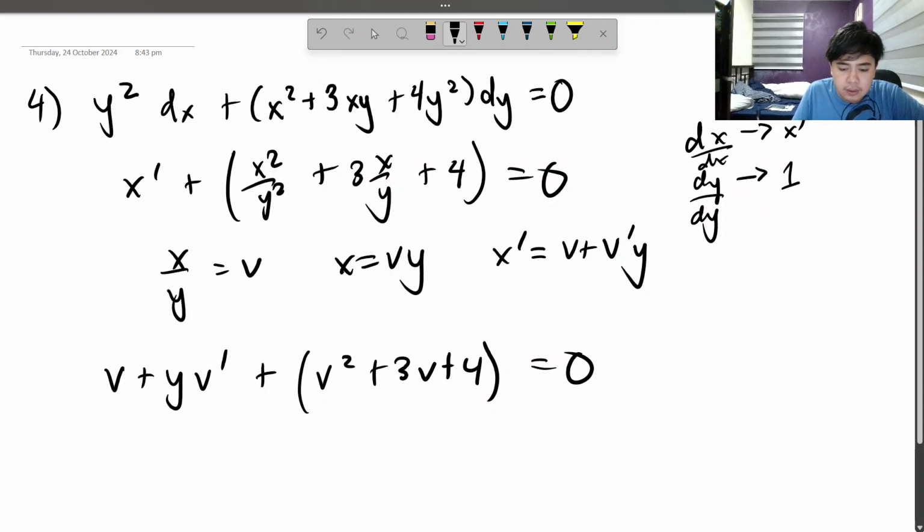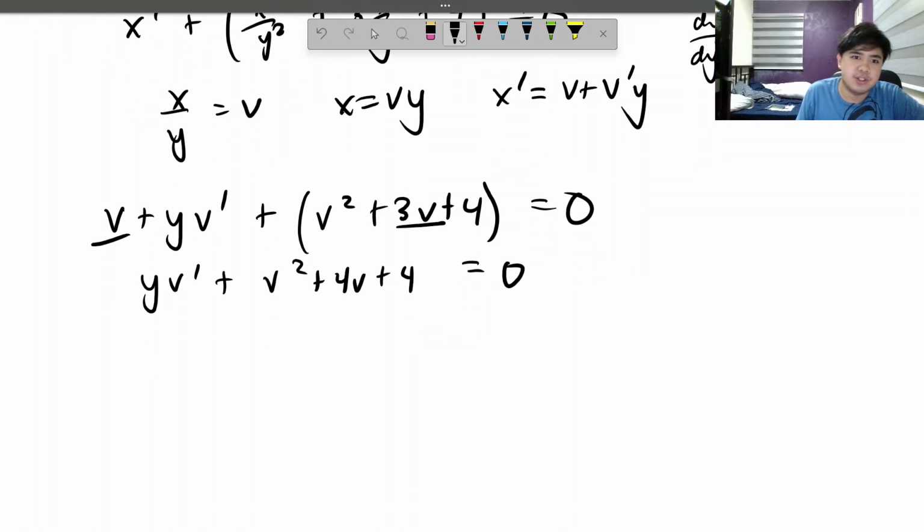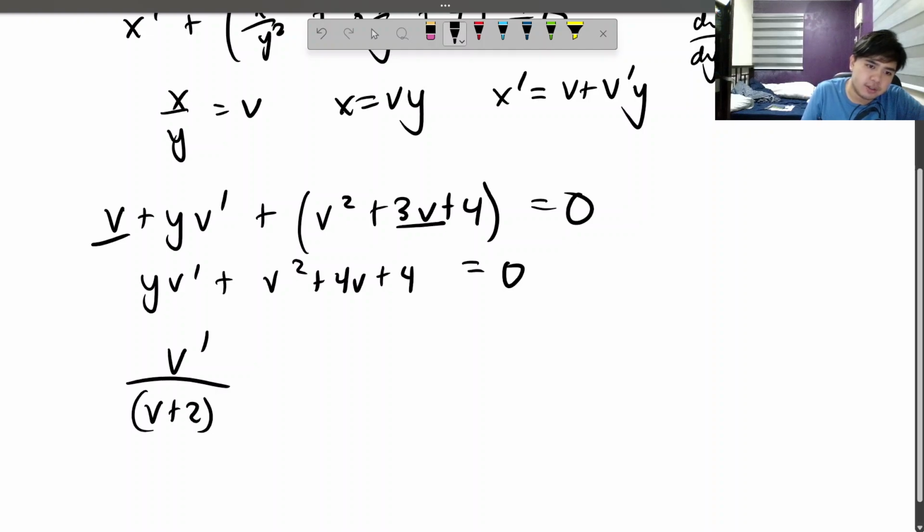Hmm. We could add v to this v. We get y v prime plus v squared plus 4v plus 4. Do you smell that? Because I smell a perfect square. Let's see how it goes. This is now separable, so we can divide both sides by v squared plus 4v plus 4, and we can divide both sides by y as well. And v squared plus 4v plus 4 is a perfect square, so it's v plus 2 quantity squared. That's nice. And then y.